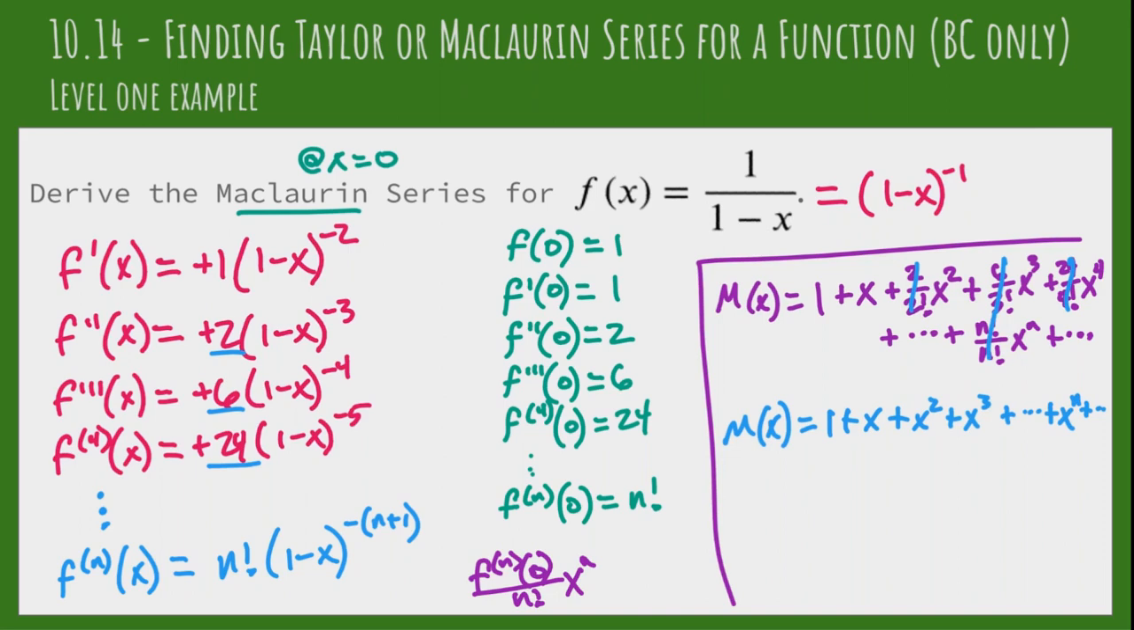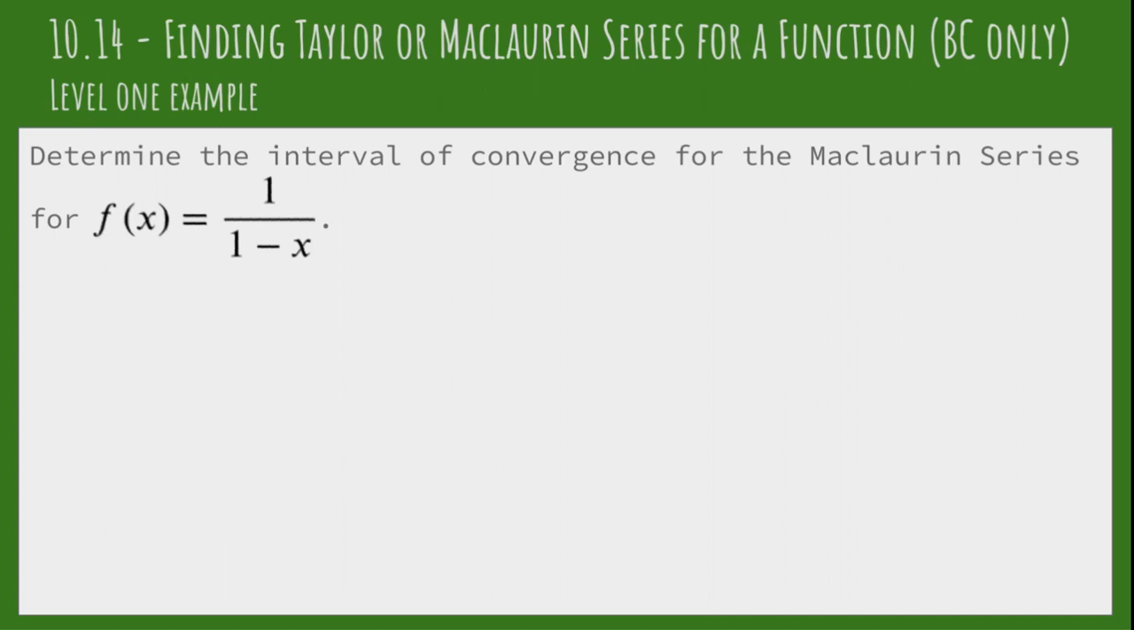Now, I want to remind you that when we write a Maclaurin series or a Taylor series for a function, it doesn't converge for all values of x necessarily. It's possible that it does. We saw that it does with the sine function. But let's go ahead and do the ratio test on that Maclaurin polynomial and see what the interval of convergence looks like. So we had our Maclaurin polynomial is 1 plus x plus x squared, and so on.